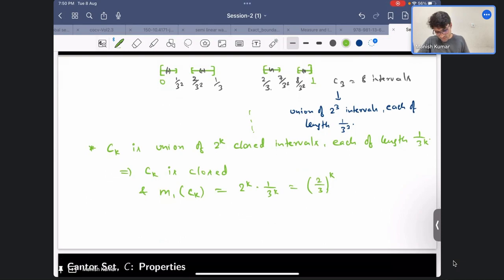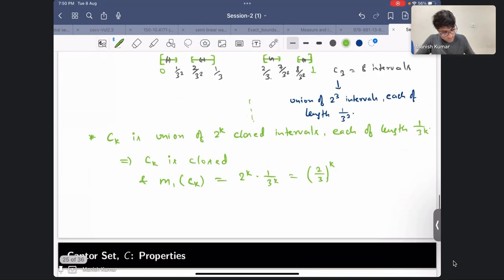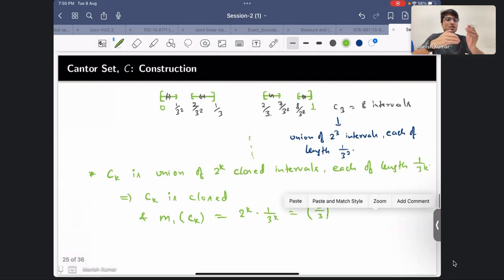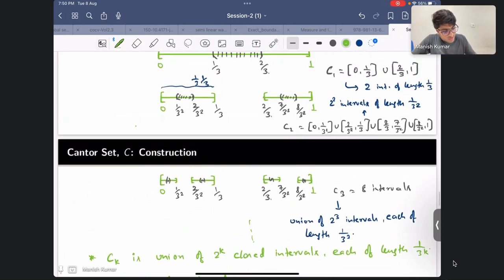So basically we add all the lengths of the intervals, the measure, because they are disjoint, right? So if I ask you what is the measure of this C2, then the measure of C2 will be the sum of this plus this plus this plus this, right? Because they are disjoint.